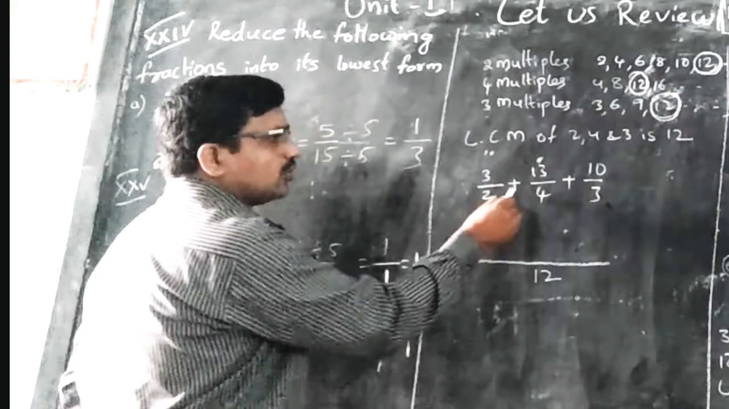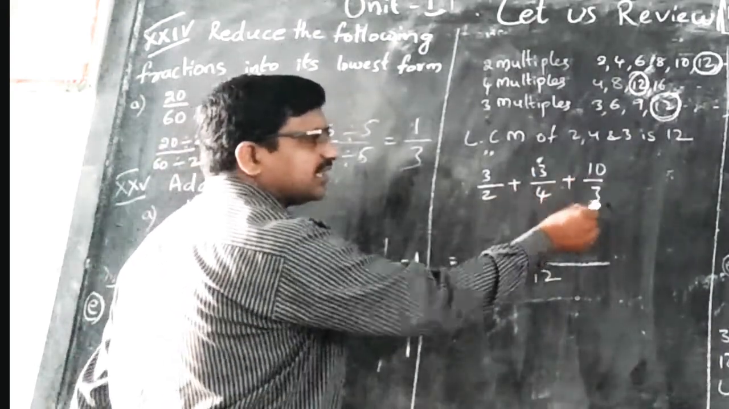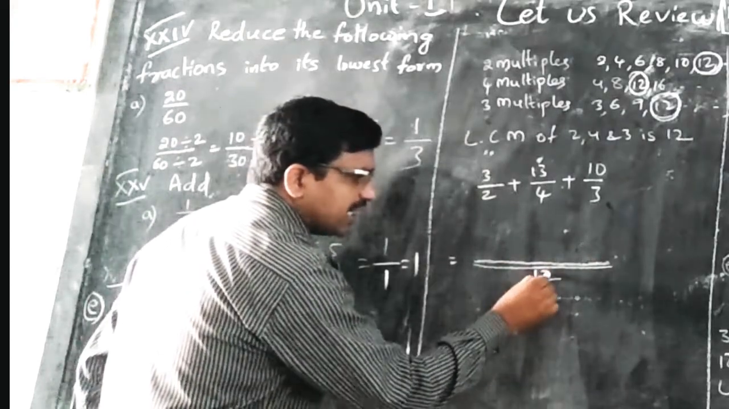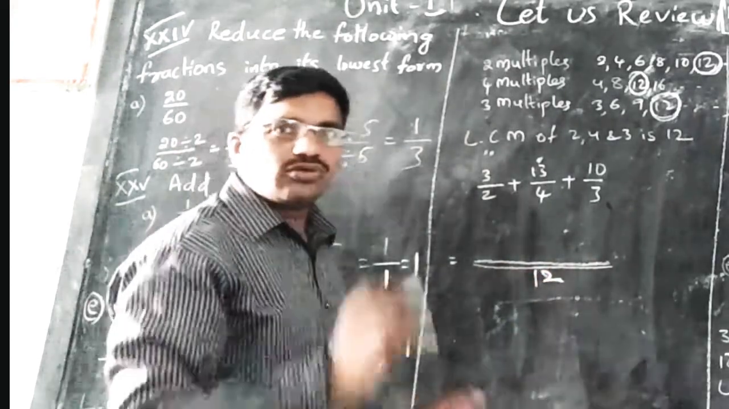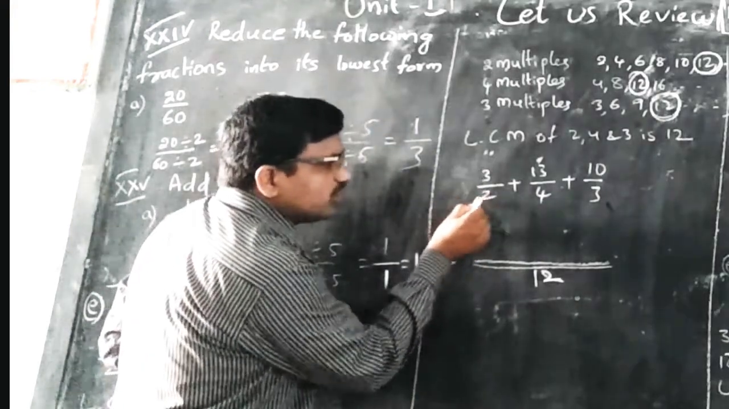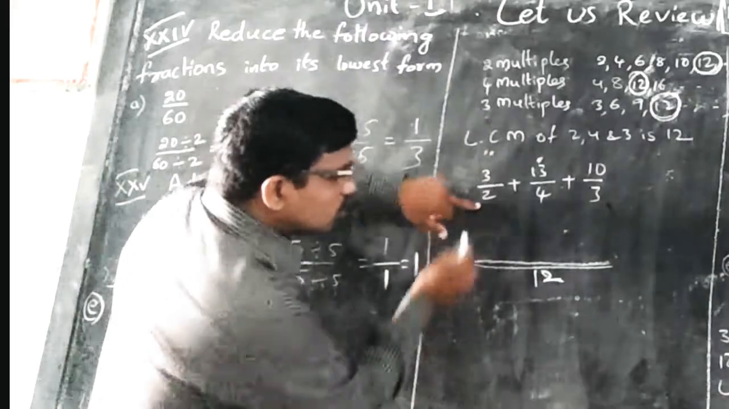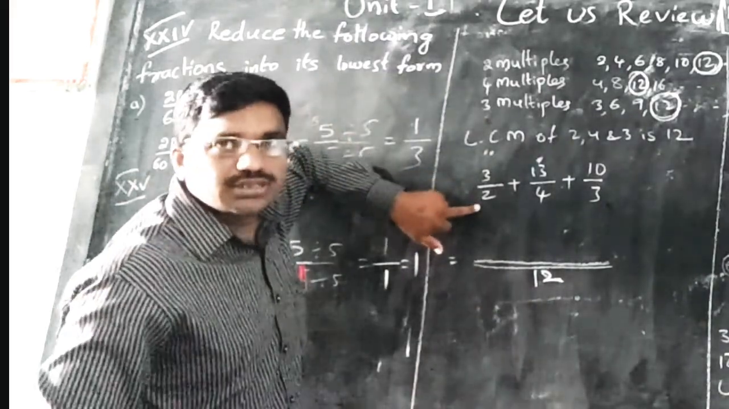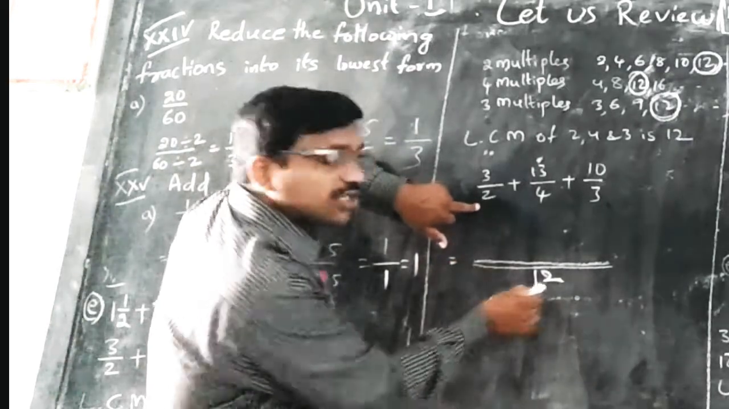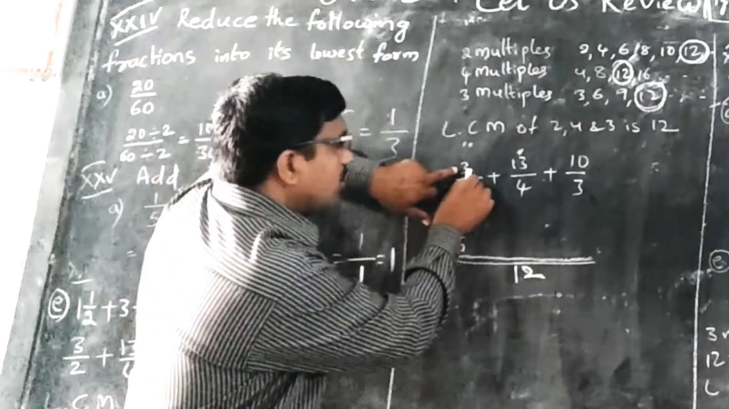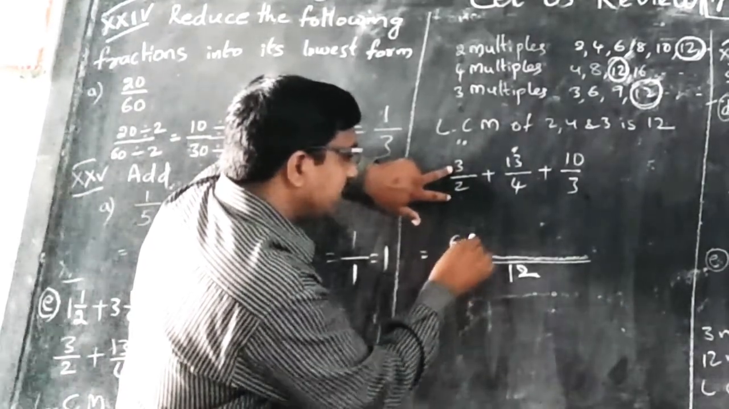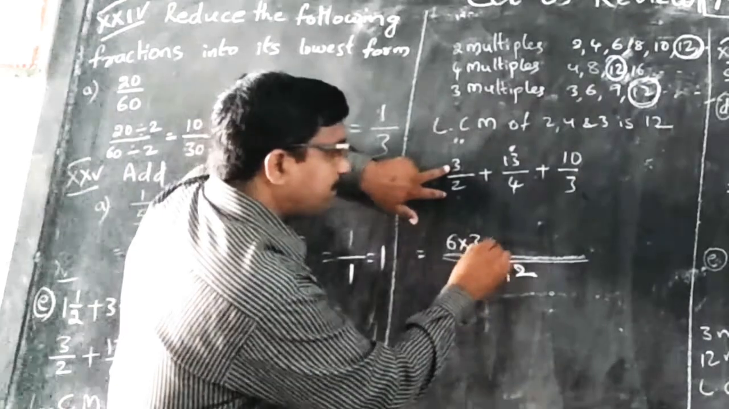So, 3 by 2 plus 13 by 4 plus 10 by 3. Their LCM is 12, so here I am writing denominator 12. Now, what do we have to do? Here you have to listen carefully. In this 3 by 2, 2 is your denominator. 2 goes into 12 how many times? Which multiple of 2 gives you 12? Now multiply by the numerator, into 3, plus.